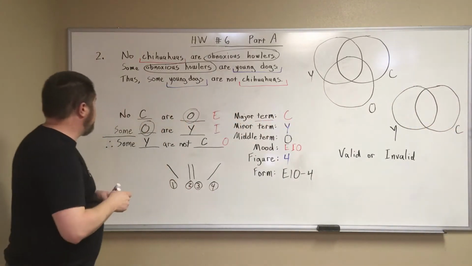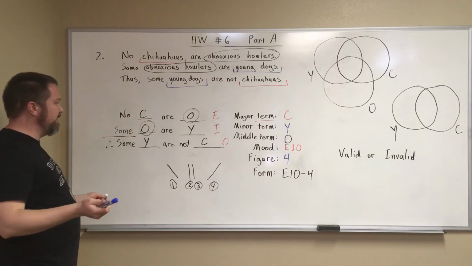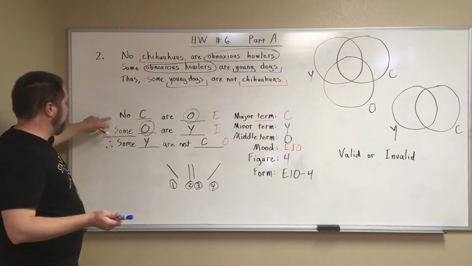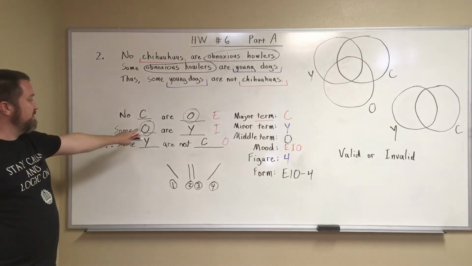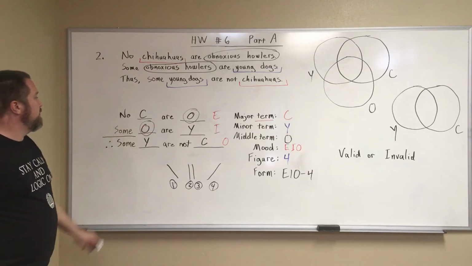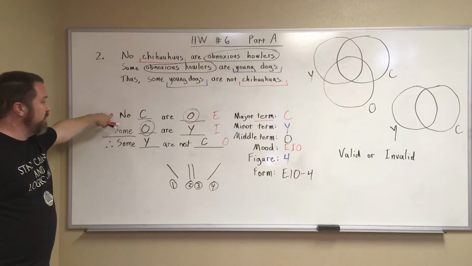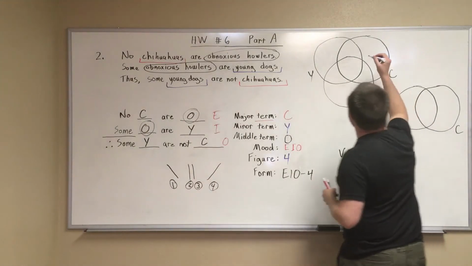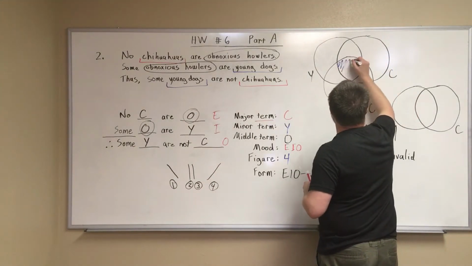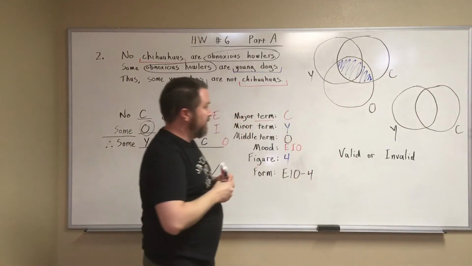So the first statement, when you're looking at these, and you'll see later, when one of the premises is particular, like this is, some are, it's an I statement. Let's always do the universal statement first, if there is one. You'll see why later on. So no C are O. No C are O, we're shading out that little football in the middle.